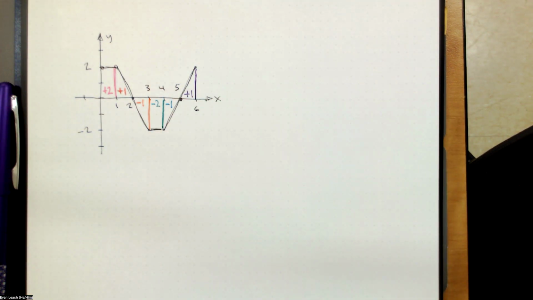So this is how we would read what's going on. From 0, we increase by 2, then increase by 1, then decrease by 1, decrease by 2, decrease by 1, increase by 1.